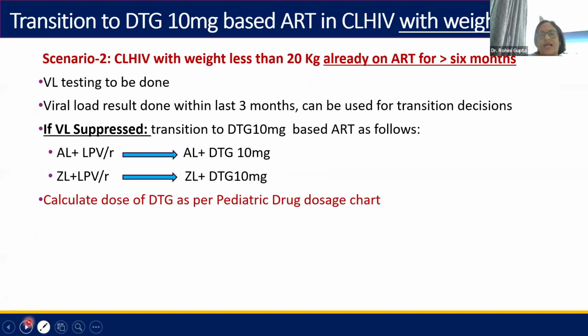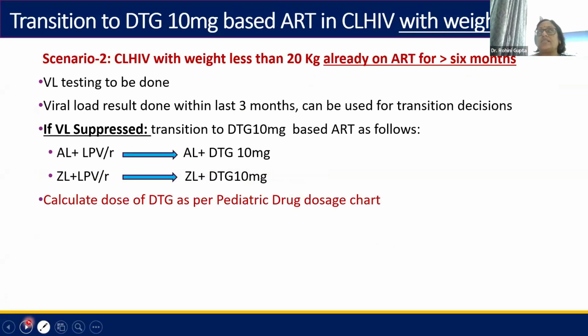Scenario 2 of transition is where the CLHIV with weight less than 20 kg is already on ART for more than 6 months. In this, we need to do a viral load testing and see whether evidence of viral suppression is there or not. A viral load which has been done in the last 3 months can be taken for the transition decisions, and you do not need to repeat viral load again in these children.